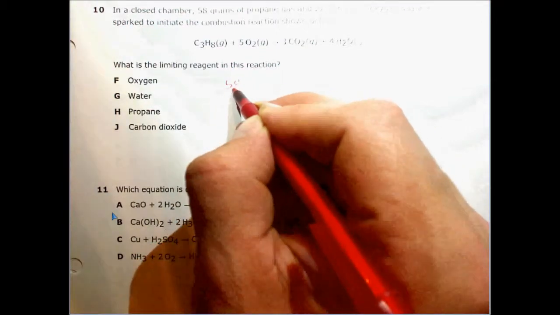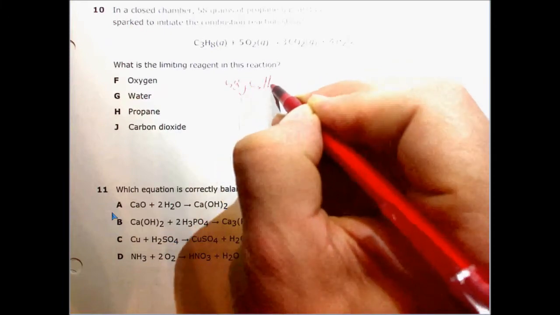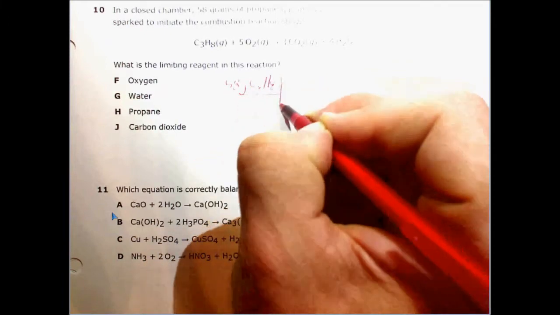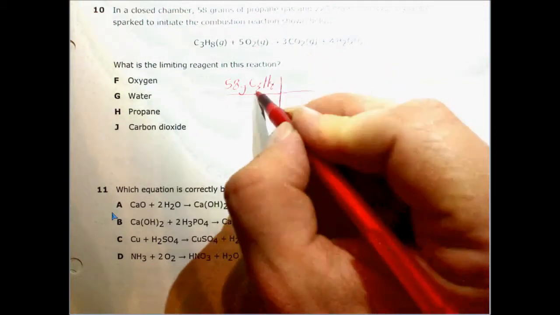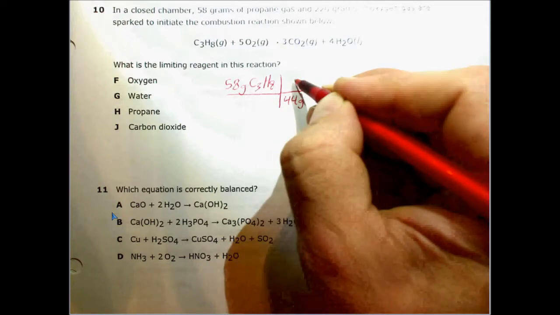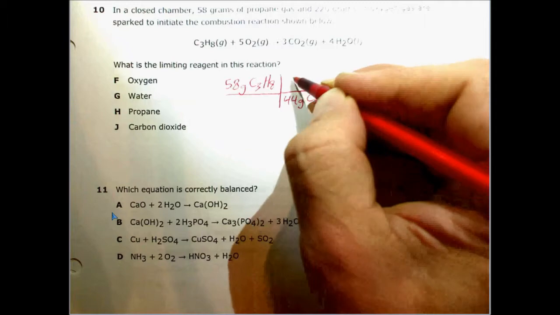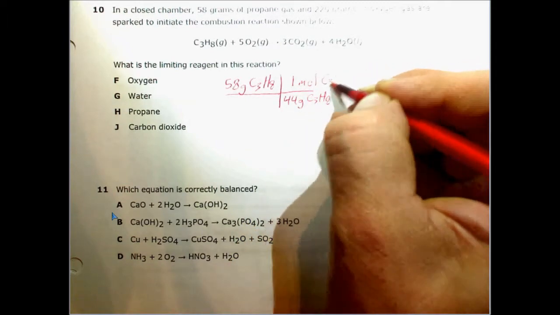58 grams of propane, that's C3H8. If we multiply 12 times 3 and add 8, we find that the molar mass of propane is 44 grams of C3H8 for every mole of C3H8.